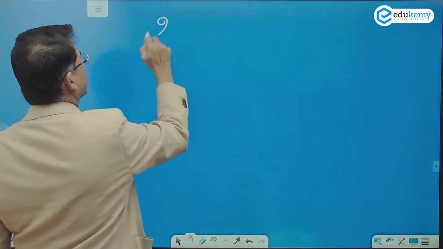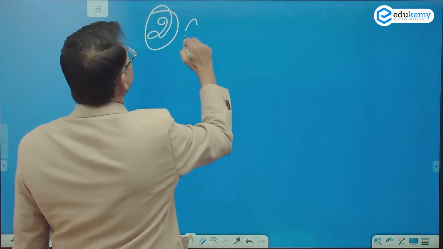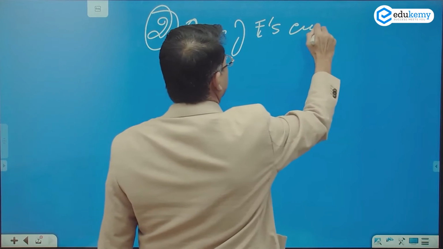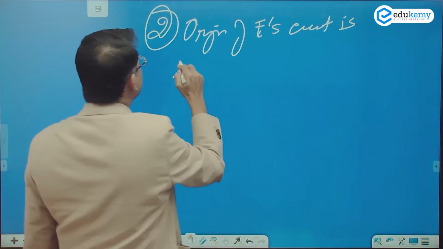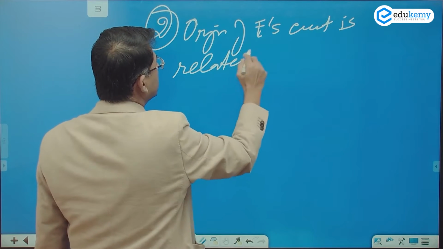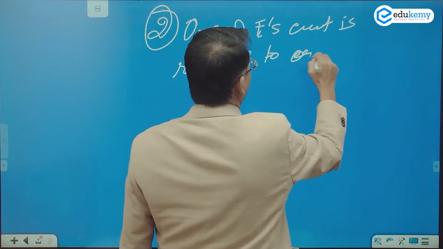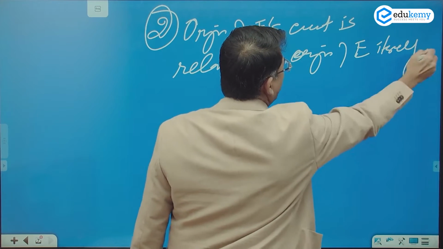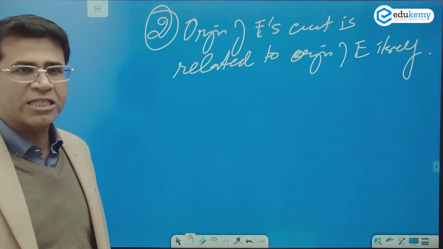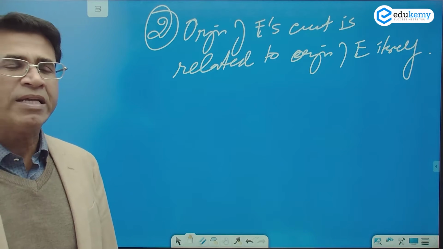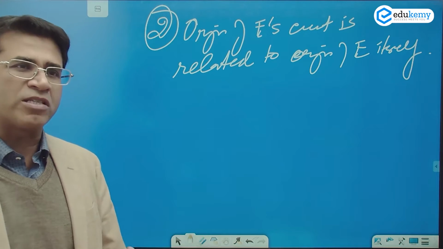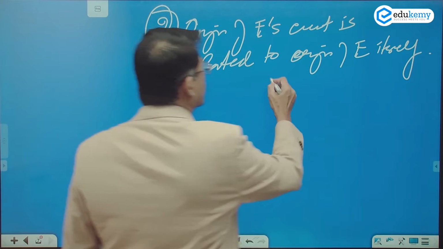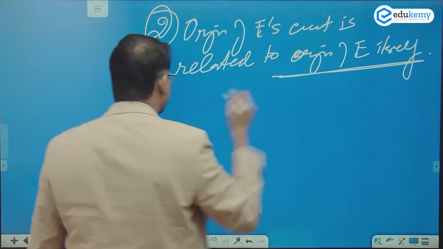The second point is that the origin of Earth's crust is related to the origin of Earth itself. There is no doubt about this. How was the crust formed? The crust was formed in some process where the whole Earth was formed. It is related to the origin of the Earth itself.